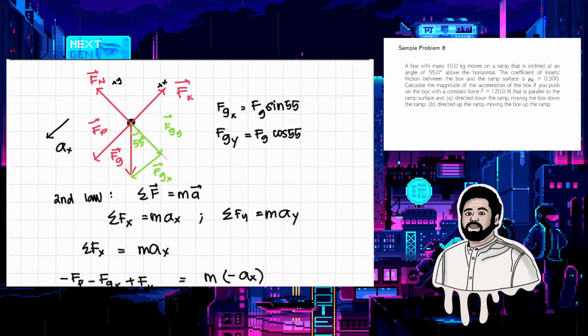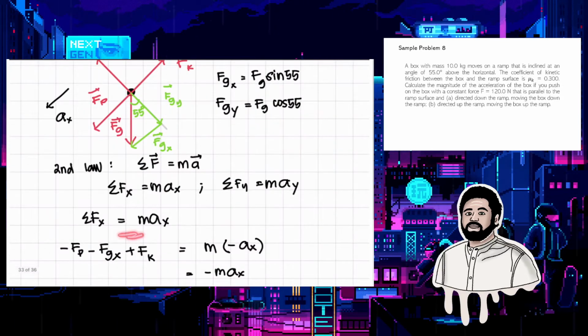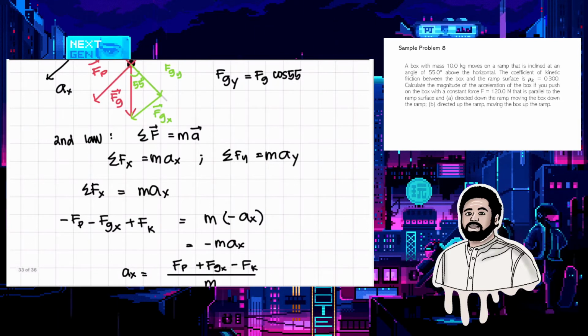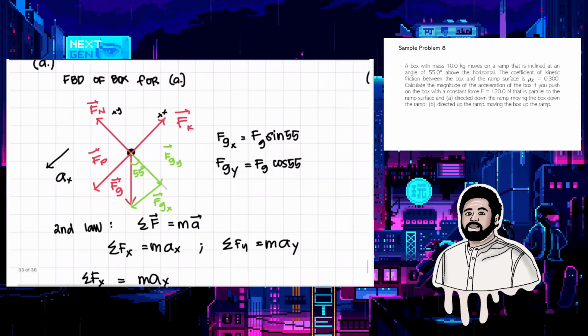Let's start with this free body diagram along the x. So, you have summation of forces in x is equal to m ax. So, you have negative Fp, negative Fgx, and then positive Fk. Sorry, I forgot to mention, you have kinetic friction pala. So, positive Fk equal to the mass of the box times negative ax, negative acceleration, because it is pointing towards the negative x direction.